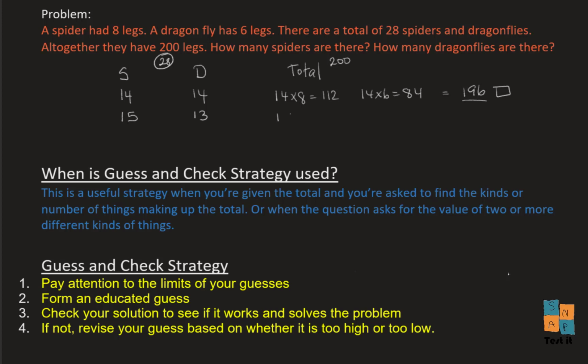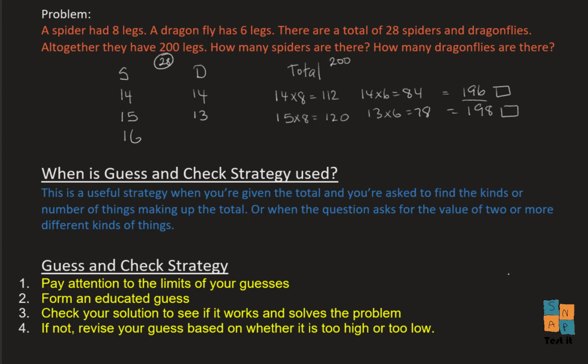We're going to do the same thing again. We're going to check now. So that's 15 times 8 legs. That gives us 120. And 13 times 6 legs gives us 78 for a total of 198. The guess is still too low. So this guess is not good enough. It's still too low. So we need to guess higher. We're going to take the animal with more legs and guess higher.